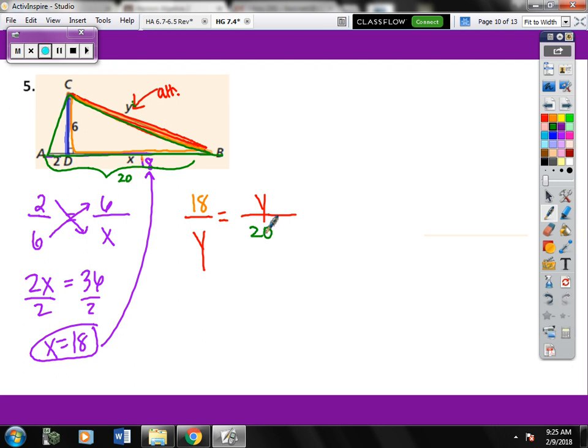And then we'll cross multiply, and we'll get y squared equals 360. And we need to reduce this when we square root. What would we break that into? 36 and 10, very nice. Square root of 36 is 6, so 6 root 10 for y.